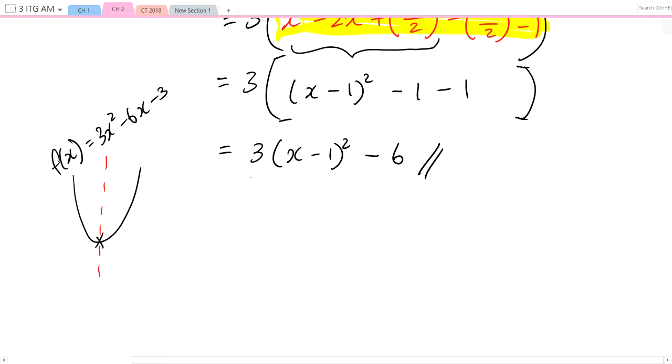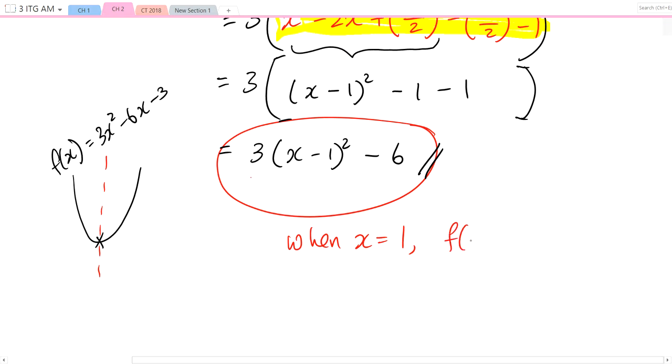Think. I need you to think in the following manner. I want the smallest value over here. What is the smallest value? When does the smallest value happen? When x equals 1. When x equals 1, I've got my f(x) to be equal to 3 times 0 squared. Is this a coincidence? No, I planned for it to be that way.